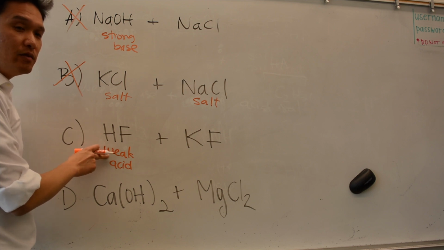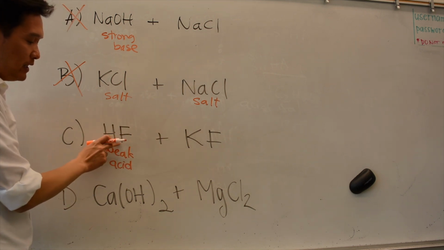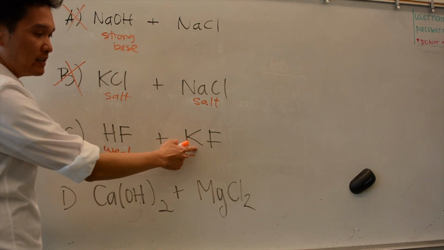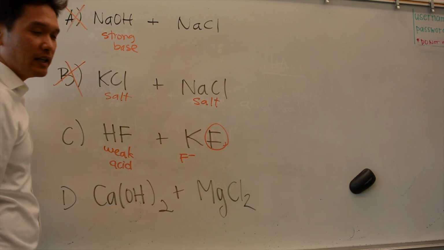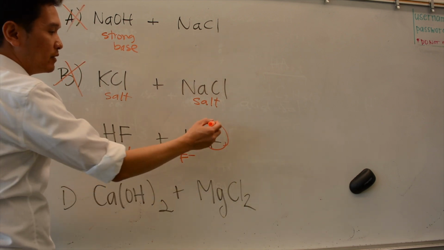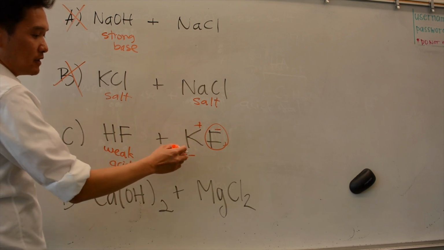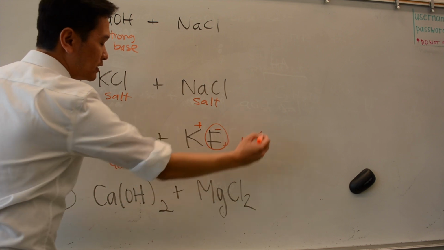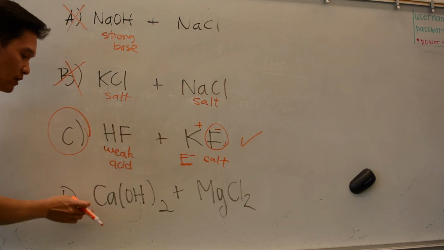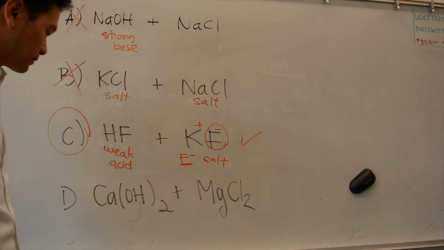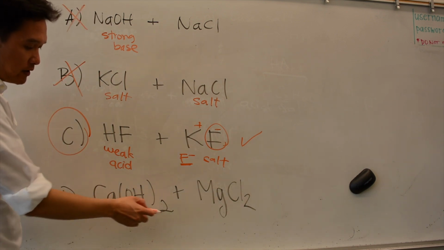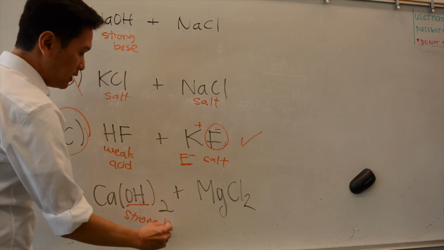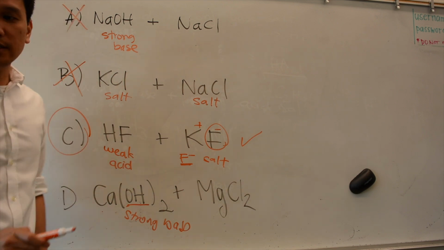And if we have a weak acid, we also need its conjugate base, right? What's the conjugate base of HF? F minus, right? Do we have F minus over here? Yes, we do. That's F minus. This is an ionic compound, so this is F minus. This is K plus. So we do have its conjugate base in the form of a salt. So I think this might be our answer. But let's go on to see why D may not be our answer. D, calcium hydroxide. Ah, hydroxide, so we know that that is our strong base. Yep, our answer is indeed C.